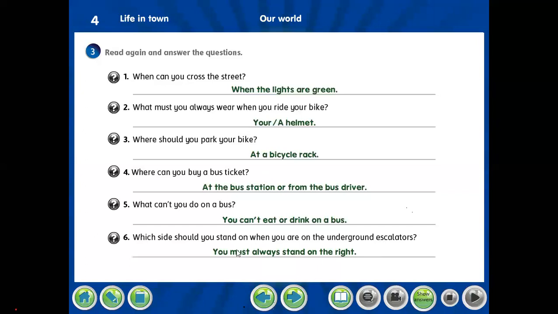Remember, must, obligations too, okay? Deberías, must. Can't, it's for prohibitions too. Or you can use mustn't, no? The negative. Now, please, let's go to activity four, and let's learn some bike safety tips, okay?